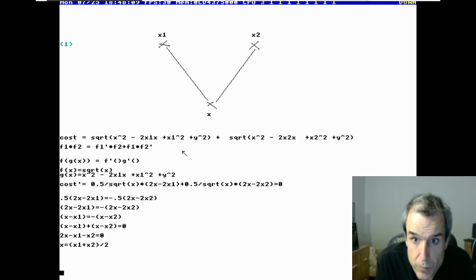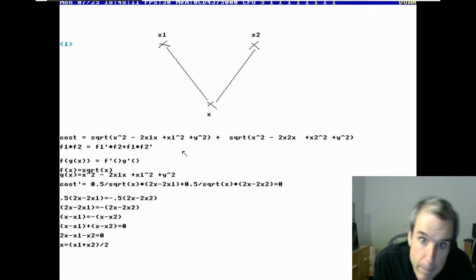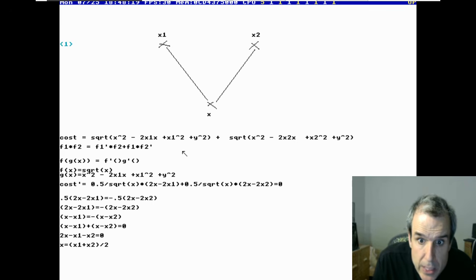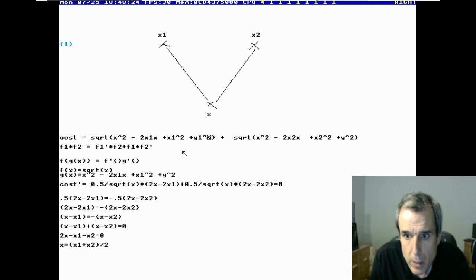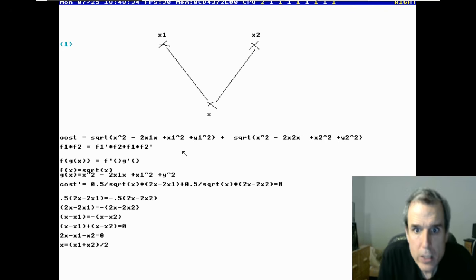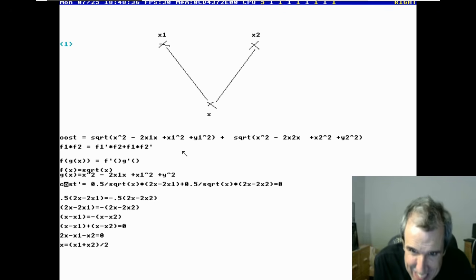Now what if it was y1, y2? It's a constant. y1, y2. Oh, this is the real problem. I was thinking it was. This is the problem. Okay.